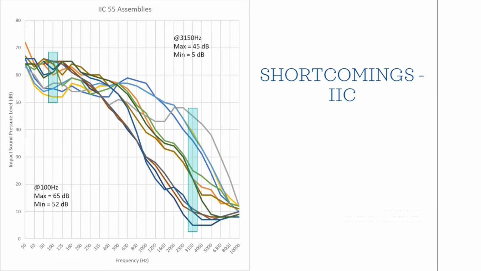And when we're in a space and we've got our neighbor upstairs stomping around, what we respond to is not the IIC rating. What we respond to is the characteristic of that sound. Are there clicks and clacks or are there thumps and thuds? And how loud are those different components?